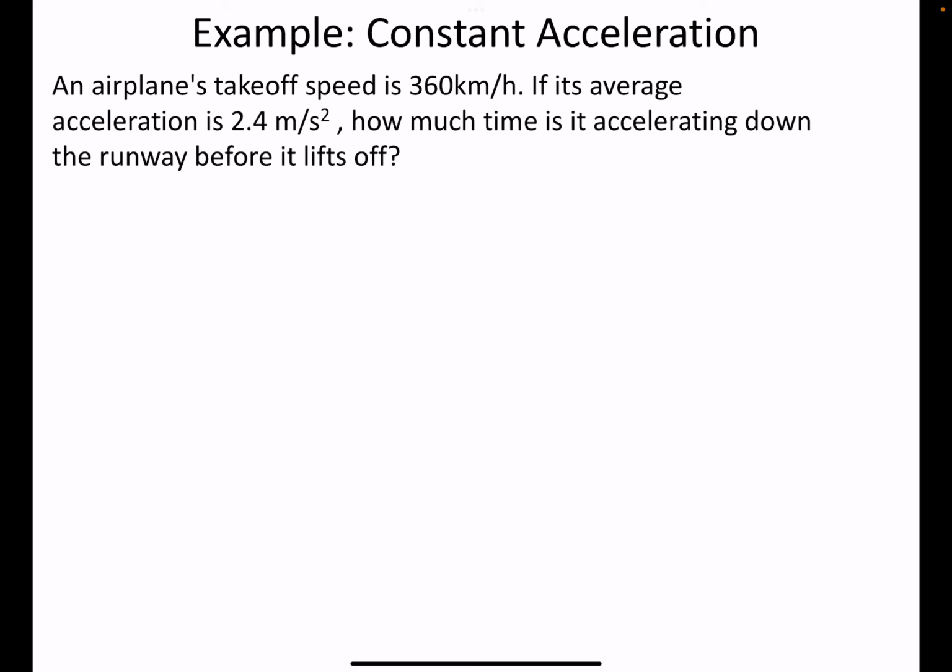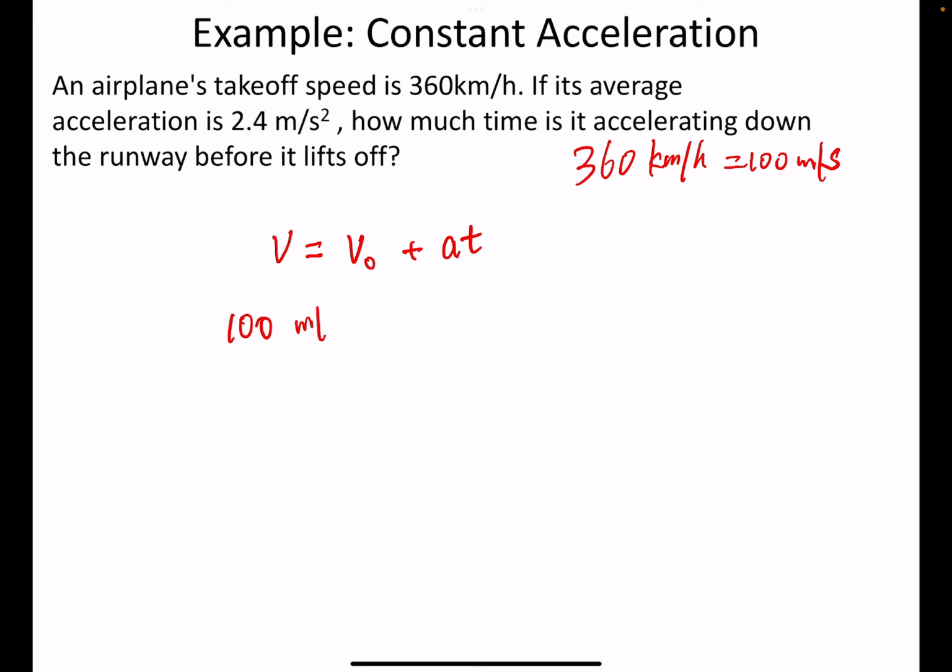Let's apply this to this problem. So we decide we would use this equation to solve this problem: v equals v0 plus at. And the final velocity, as we already converted, 360 km/h is 100 meters per second. So this is 100 meters per second.